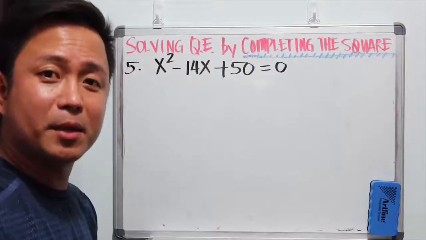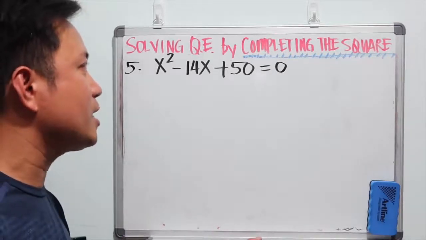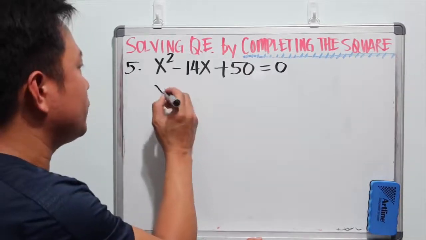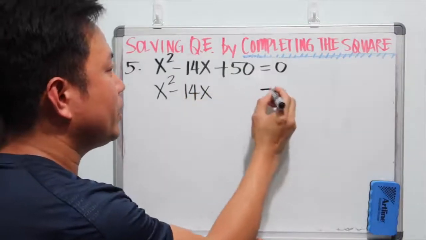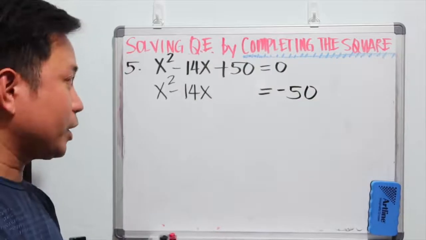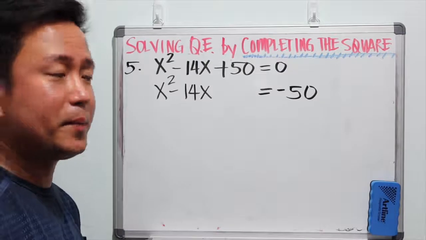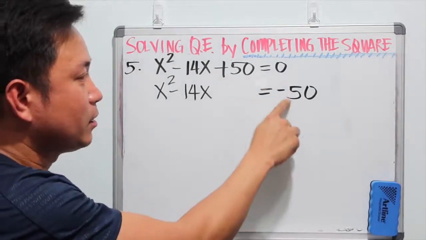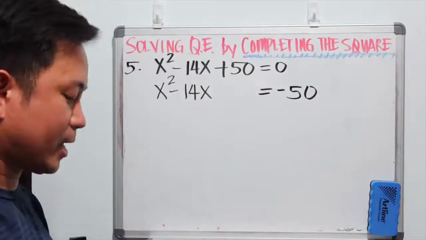Now let's have our example number 5. x squared minus 14x plus 50 is equal to 0. So again, the first step that we need to do is to always isolate the x terms on the left and the constant on the right side. So now we have x squared minus 14x is equal to negative 50. Be careful because the common mistake is when you transfer the constant to the right side, make sure you change the sign. You have minus 50 on the right side.